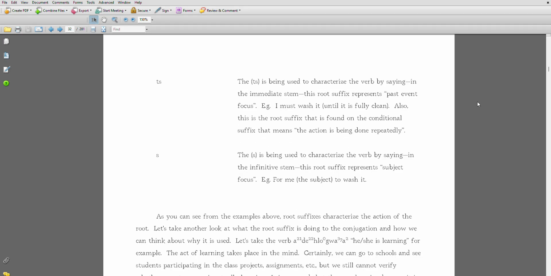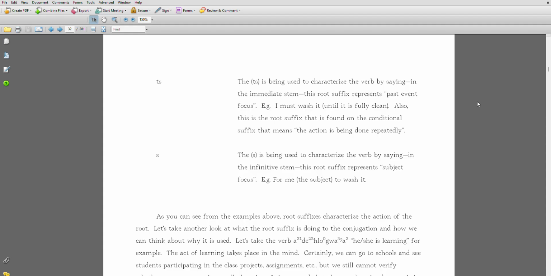TS. The TS is being used to characterize the verb by saying in the immediate stem, this root suffix represents past event focus. For example, I must wash it until it is fully clean. Also, this is the root suffix that is found on the conditional suffix that means the action is being done repeatedly.